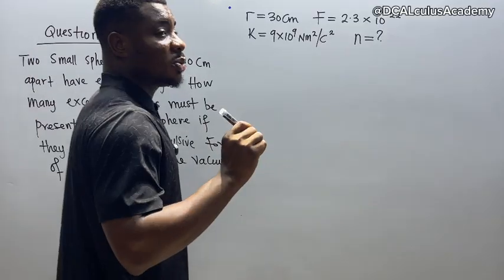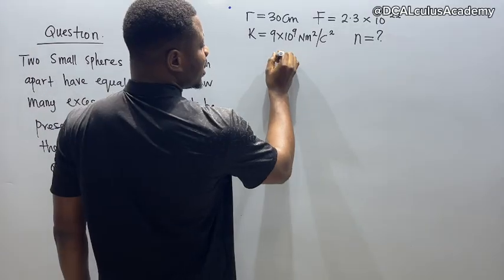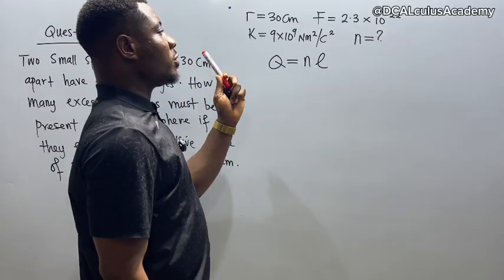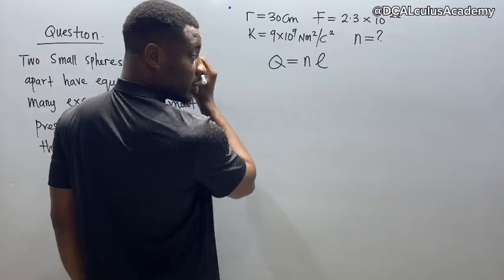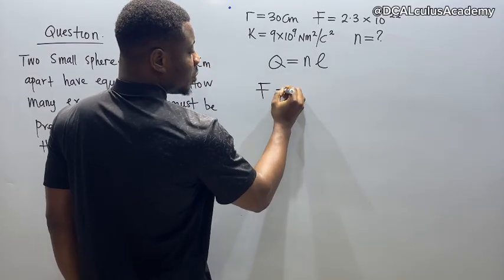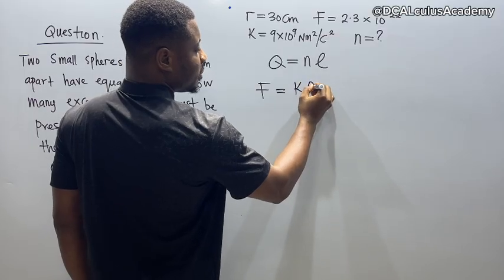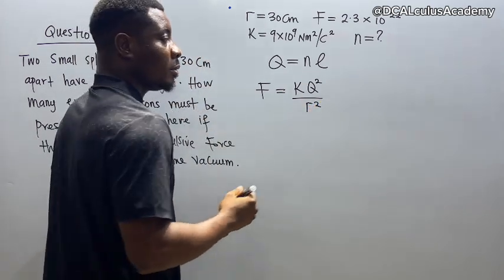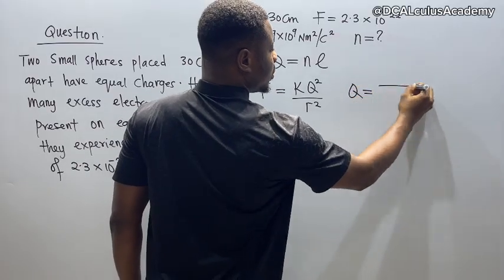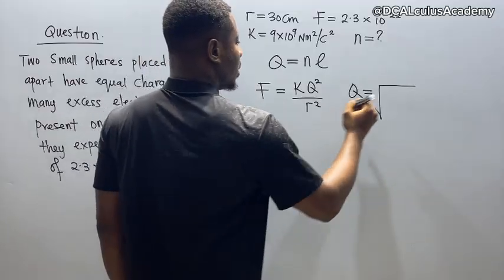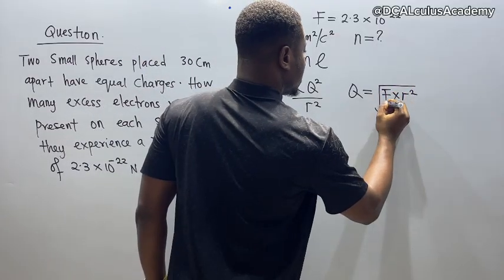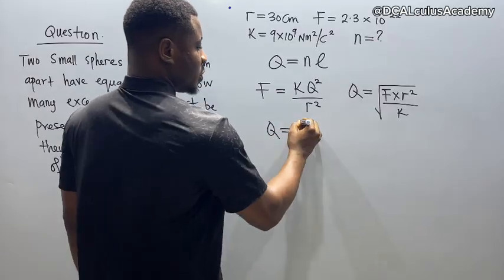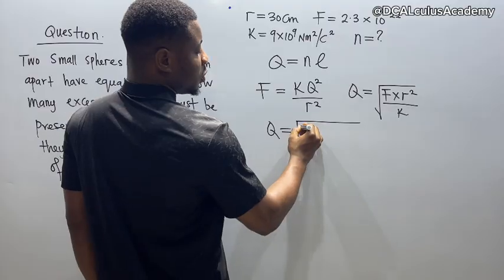Now, first thing we have to do is to look for Q. Remember that from the principle of charge quantization, we said that Q equals NE. So let's get the value of Q first. How do we get Q? Remember that from Coulomb's law, F equals KQ squared divided by R squared. So we're going to obtain the value of Q from here. Q becomes the square root of F times R squared divided by K.